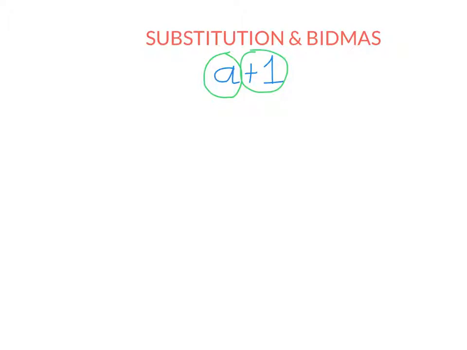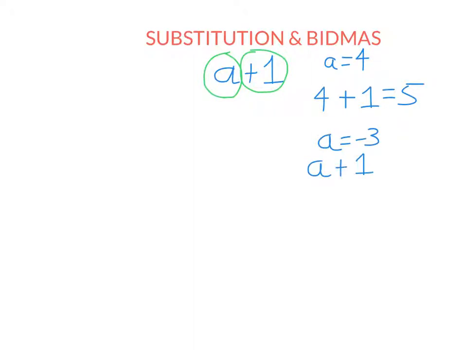So I could simply substitute, say, a equals 4. So if a equals 4, then a plus 1, all I do is exchange the a for 4. I get 4 plus 1, which is, of course, 5. So you know how to do that already, but let's look at an example involving negative numbers. So let's say I want a to be negative 3, and I want to find the value of a plus 1. It's the same thing that we just did.